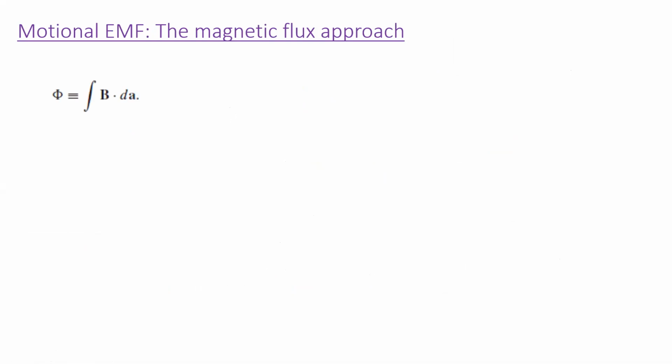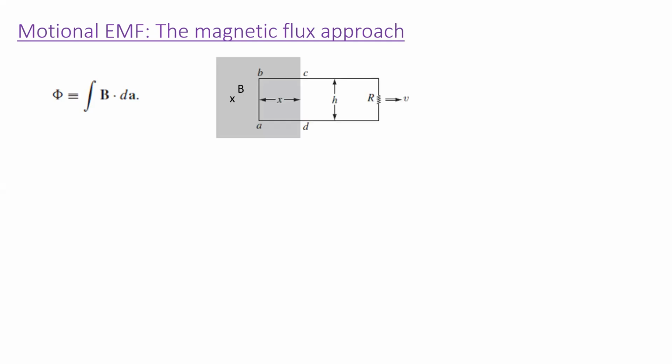So we have already defined, in our work on vector calculus, the flux as the integral of the vector field over a surface. For this motional EMF setup, the region which has magnetic field going through it has a width of x and a height of h, and the magnetic field is perpendicular. So B dot dA would just be BXH.